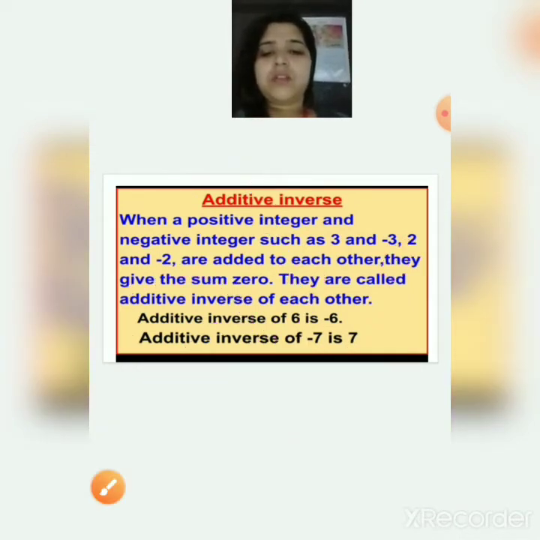So now we will proceed. Now we are going to start exercise 3.2. Let's see what is given. We have the first question: using the number line, write the integer which is, see, it is very easy.